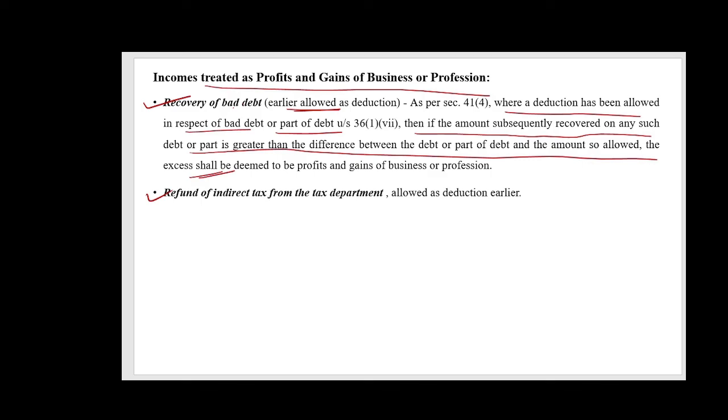Okay, these were some of the examples of incomes which are allowed and not allowed, and expenses which are allowed and disallowed. Okay. With that note, I'll end this video.